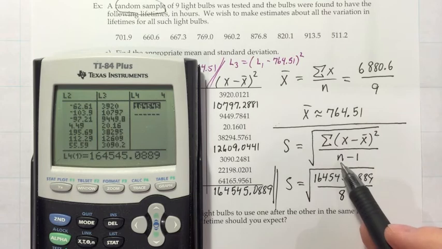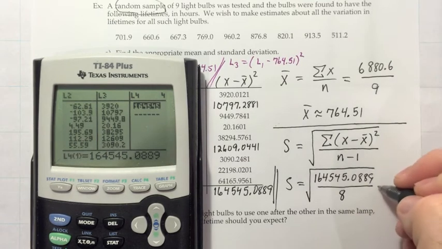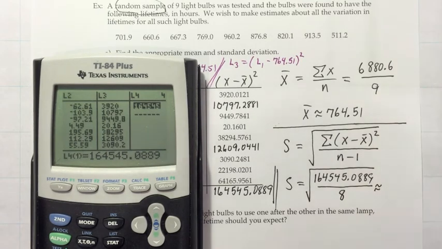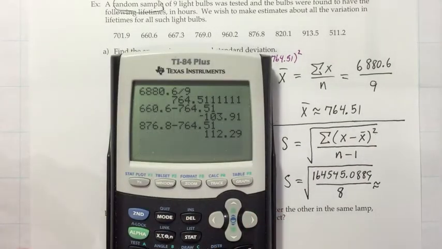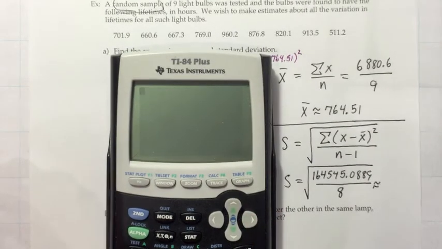That sample size, which was 9, minus the 1. And then we're going to put this into our calculator and get our sample standard deviation. So let's go to the home screen where we have a little bit more room to work.